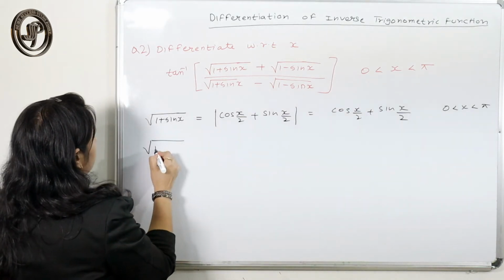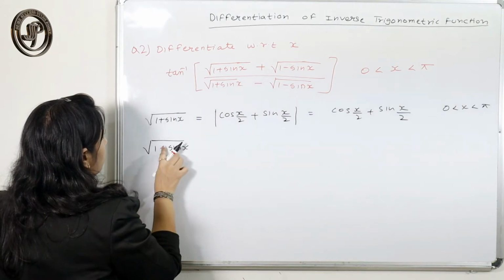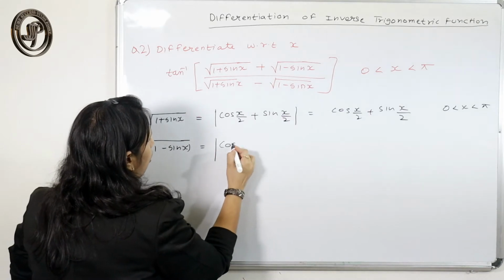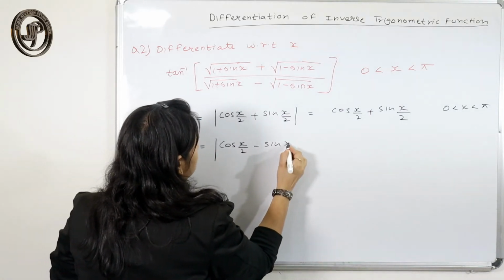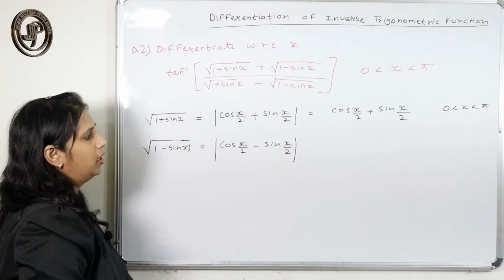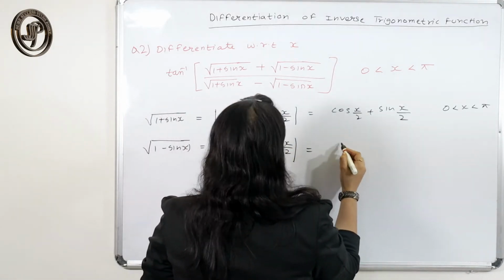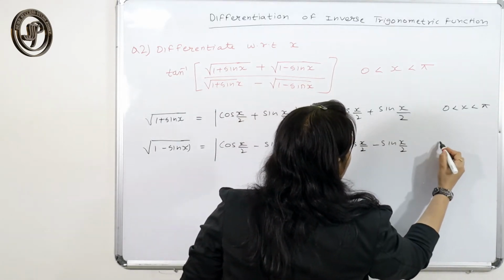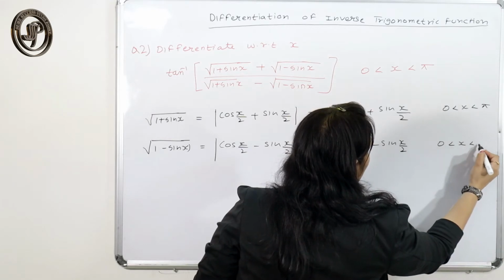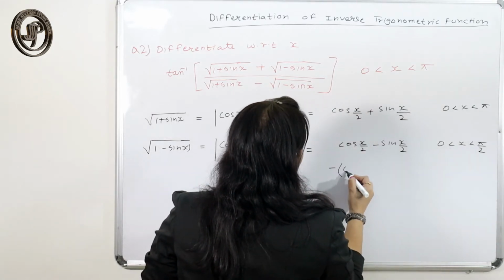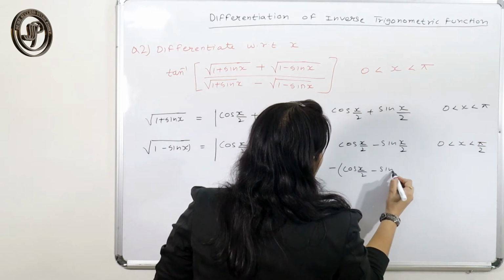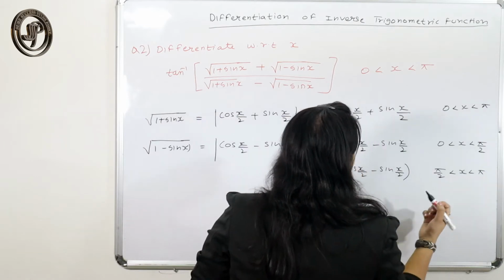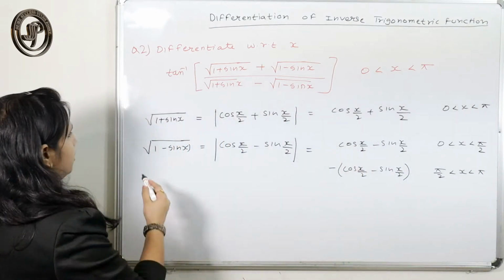But here, if you think about 1 minus sine x, that is equal to cos x by 2 minus sine x by 2. That is positive in the interval 0 to pi by 2 and negative in the interval pi by 2 to pi. If you just check this, you will find this.